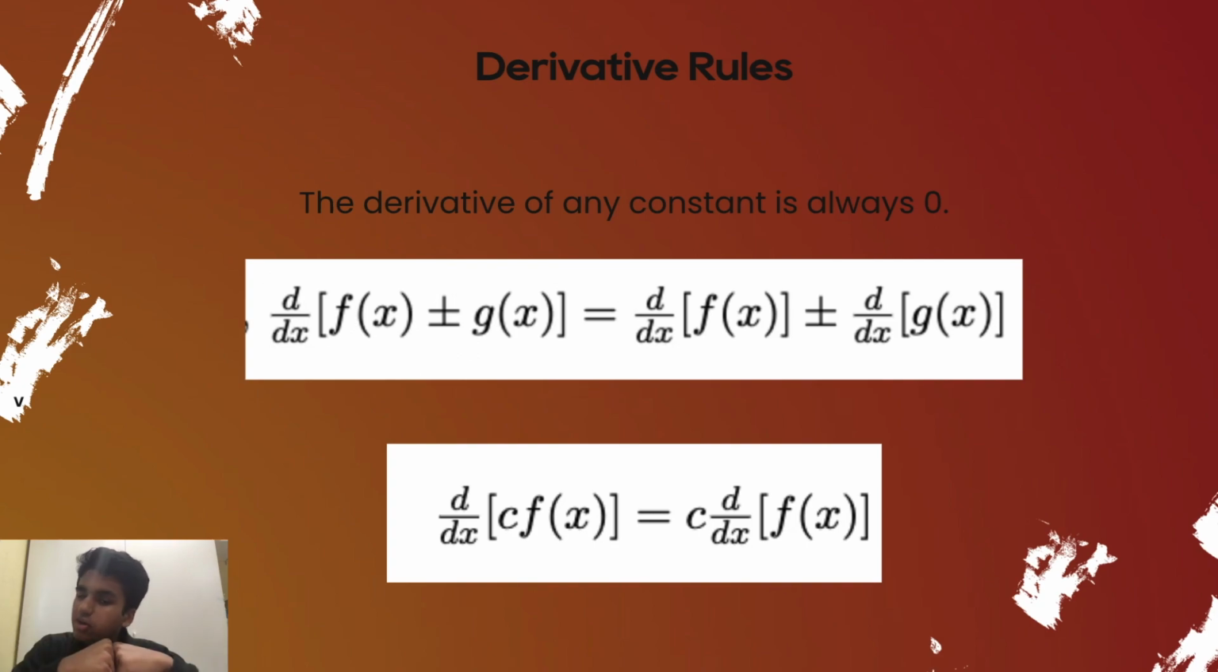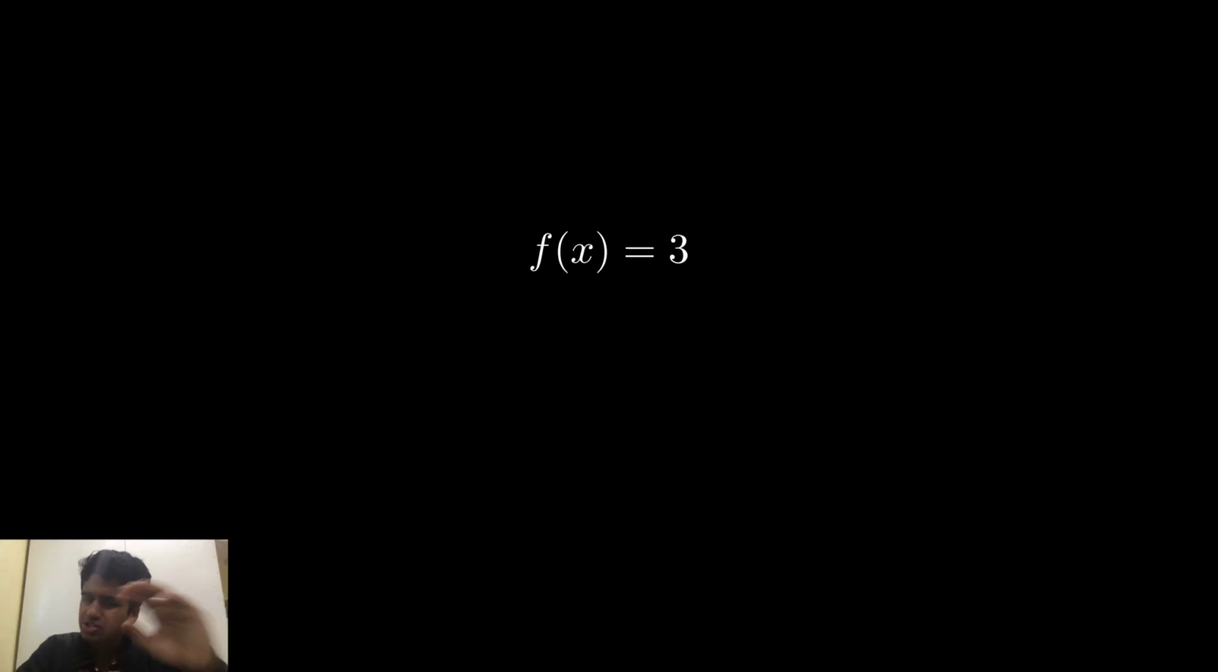And if we have a constant multiplied to a function and we're asked to differentiate that, you can factor the constant out. Let's look at some examples. The derivative of 3, it's 0 because it's a constant. The derivative of negative 2, just because it's negative doesn't mean it's not a constant. It's also 0. Now the derivative of e, that's also 0 because e is a constant with a known value.